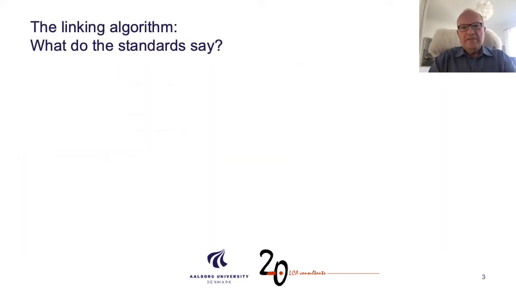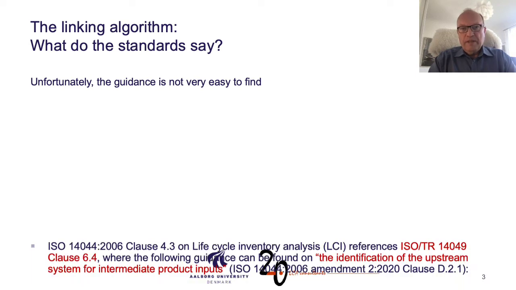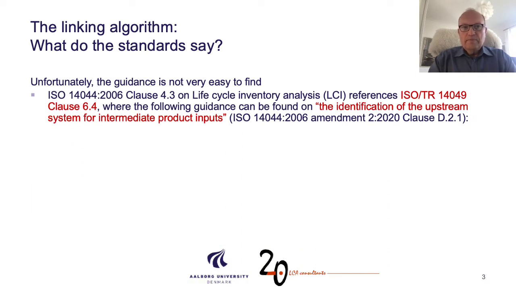So what do the standards have to say about this? Well, unfortunately, the guidance is not very easy to find. In ISO 14044 on lifecycle inventory analysis, the standard references ISO Technical Report 14049, Clause 6.4. And in that, the following guidance can be found, which is by ISO 14044 Amendment 2 of 2020, called the identification of the upstream system for intermediate product inputs.